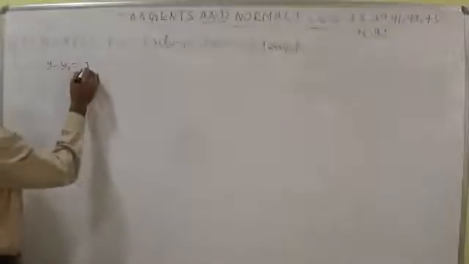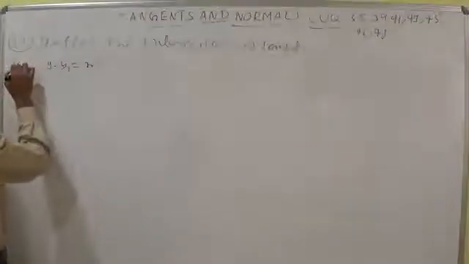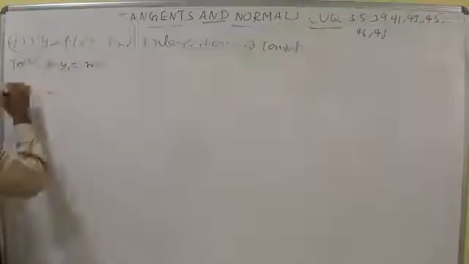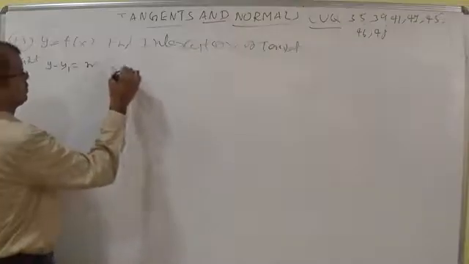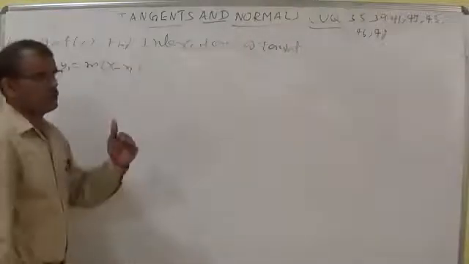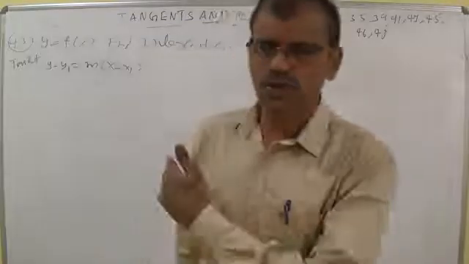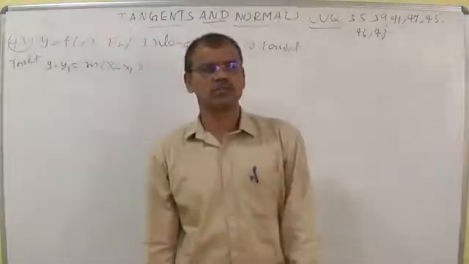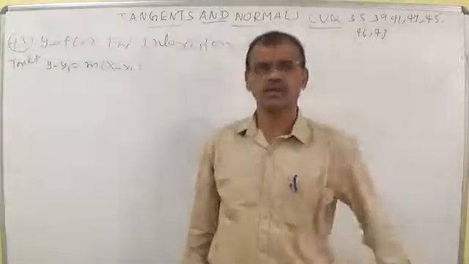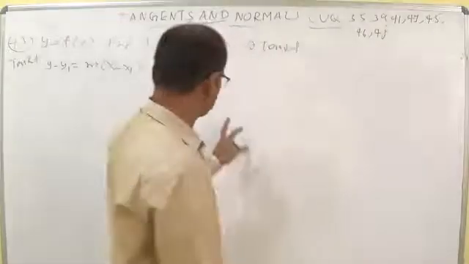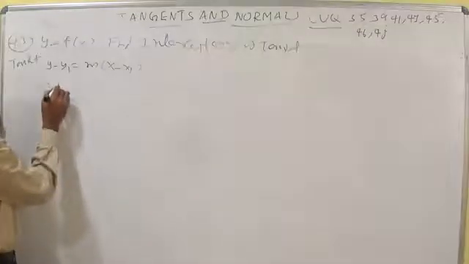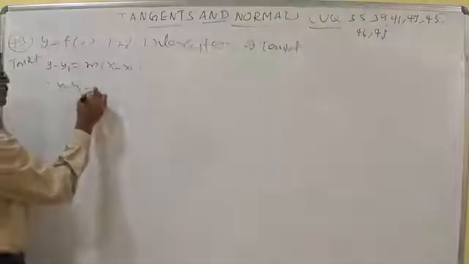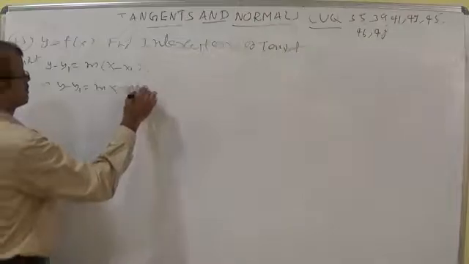Equation of tangent is formula using y minus y1 is equal to m into x minus x1. I am saying about equation of tangent. You should write the formula this one into x by a plus y by b is equal to 1 because you asked x intercept. So you write here y minus y1 is equal to mx minus mx1.